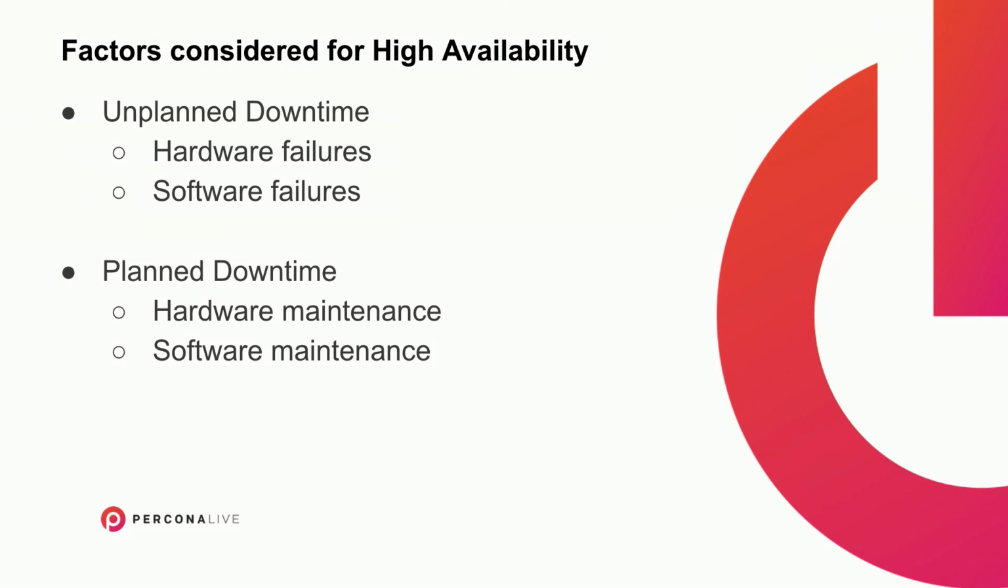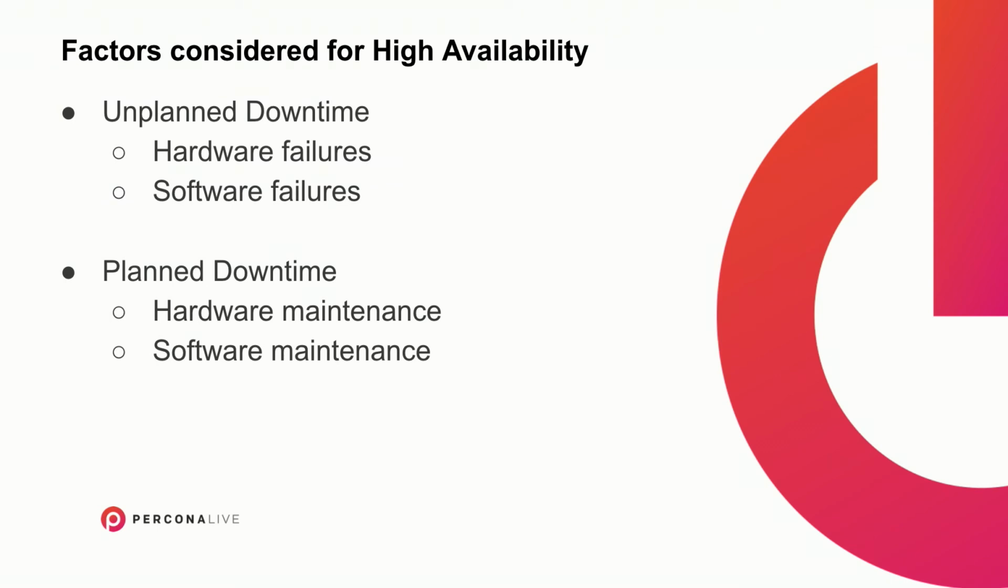Also, of course, a highly available system needs to maintain a high level of uptime. The factors that can affect high availability are both unplanned and planned downtimes. Unplanned downtimes we have to accept, because we don't know when they can come. Hardware failure can occur at any time, and software failure can occur at any time. Hardware failure is like your server has gone down, and software failure is like your MySQL has crashed or any application has crashed. That is an unplanned downtime.